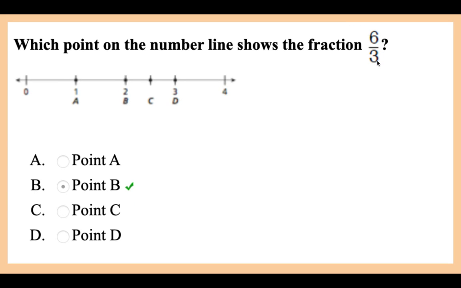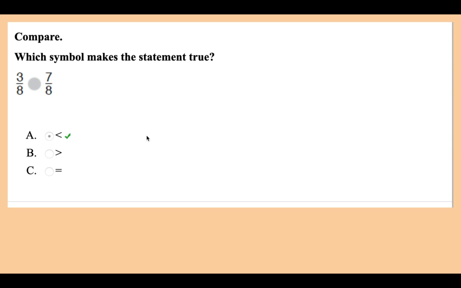6 divided by 3 is 2 wholes. So 6/3. 1 is 3/3. Another one is 6/3. So it's point B.